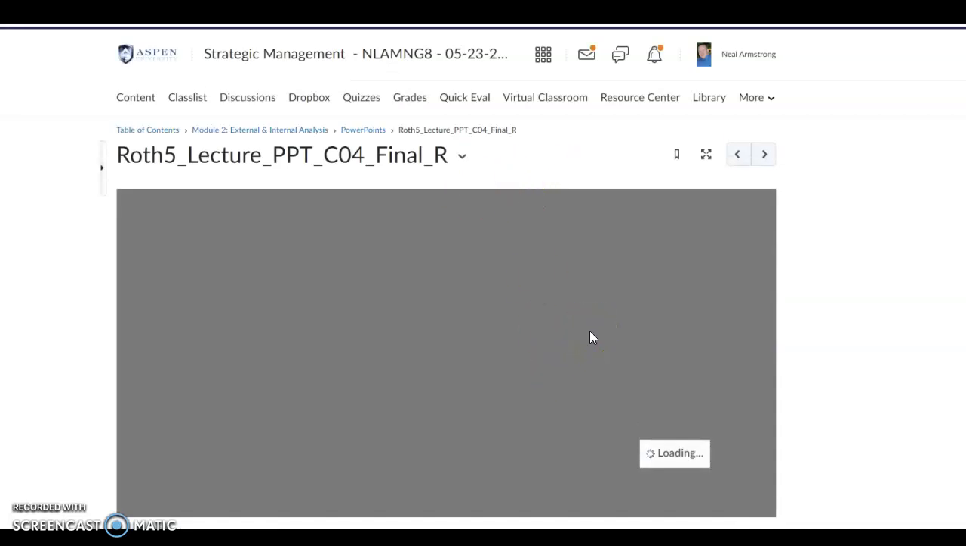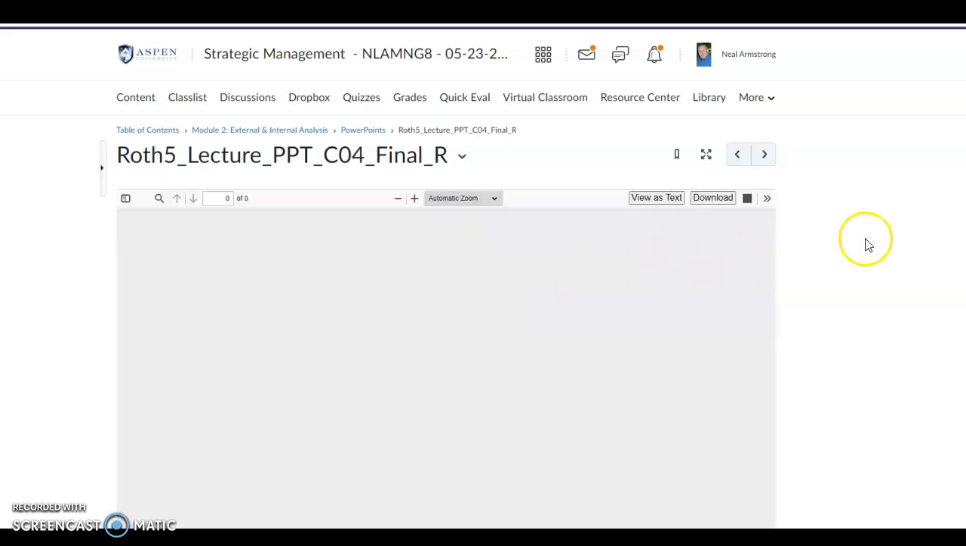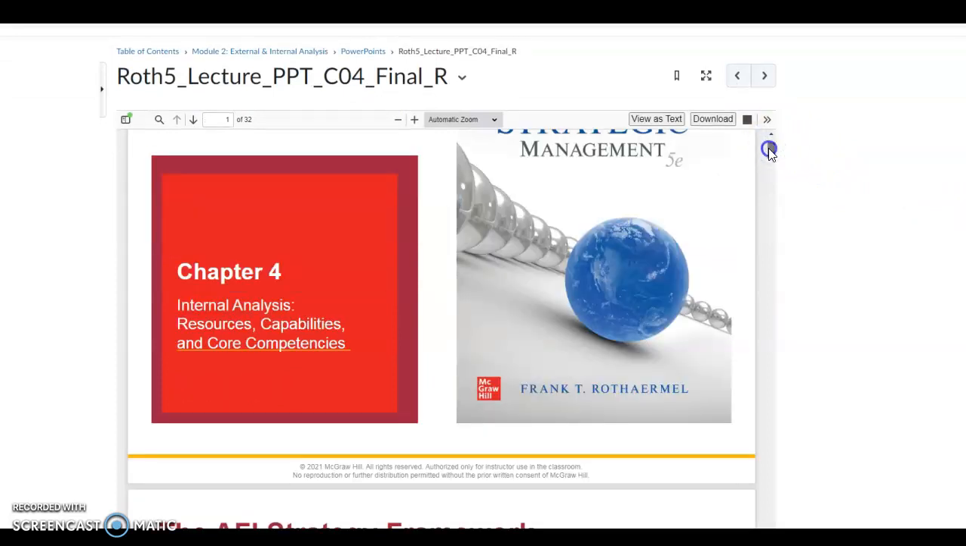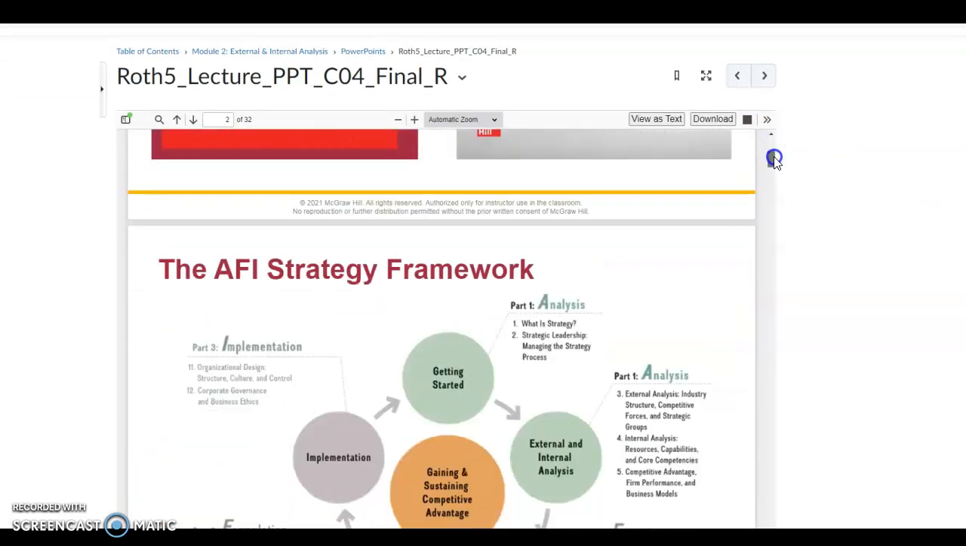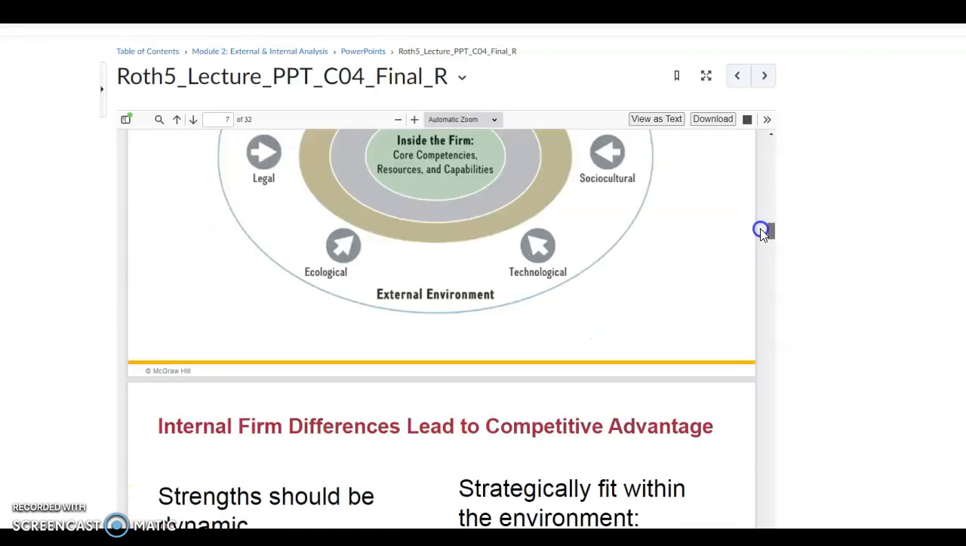So here's the second one. Again, I hope you guys don't have this problem with the downloading part. So internal analysis, we're looking at the A5 strategy and SWOT analysis.